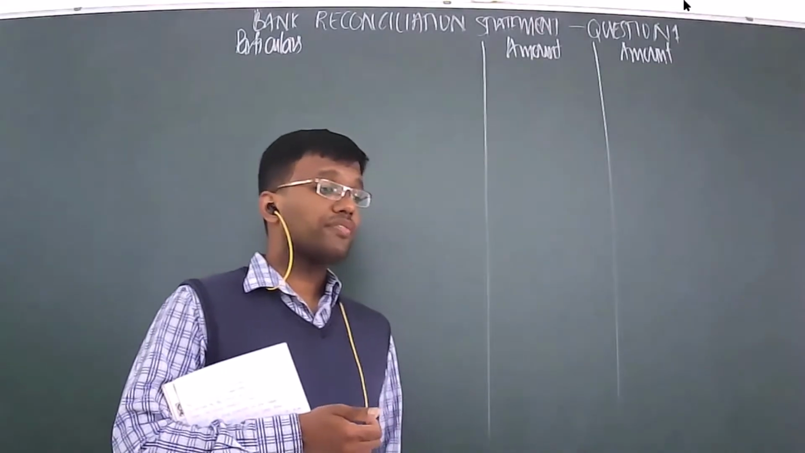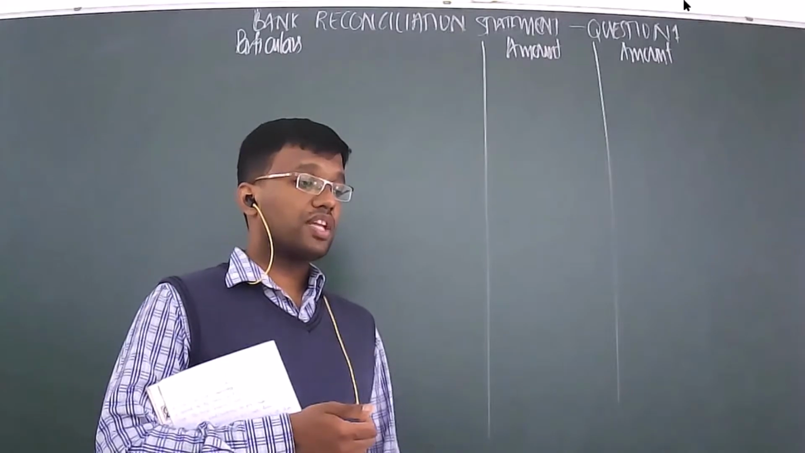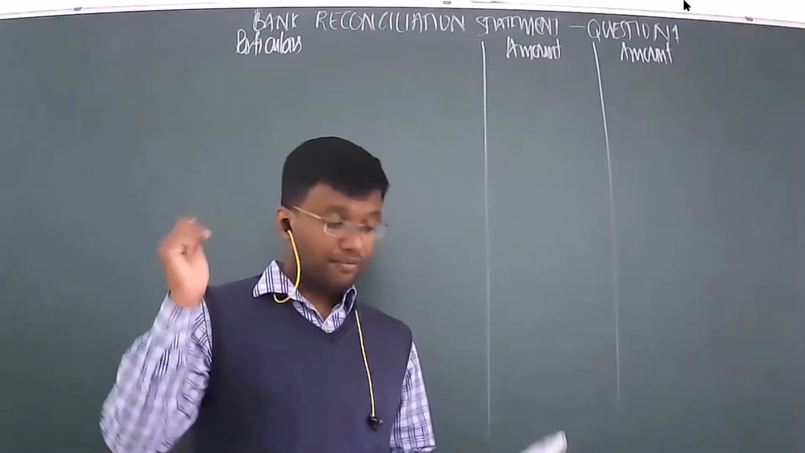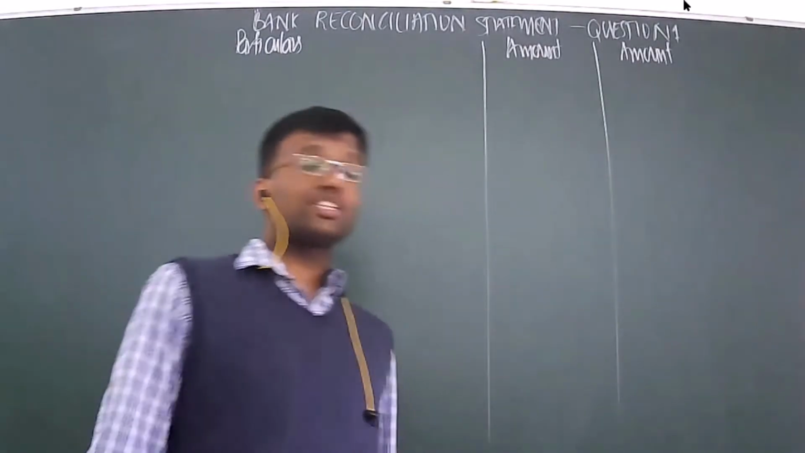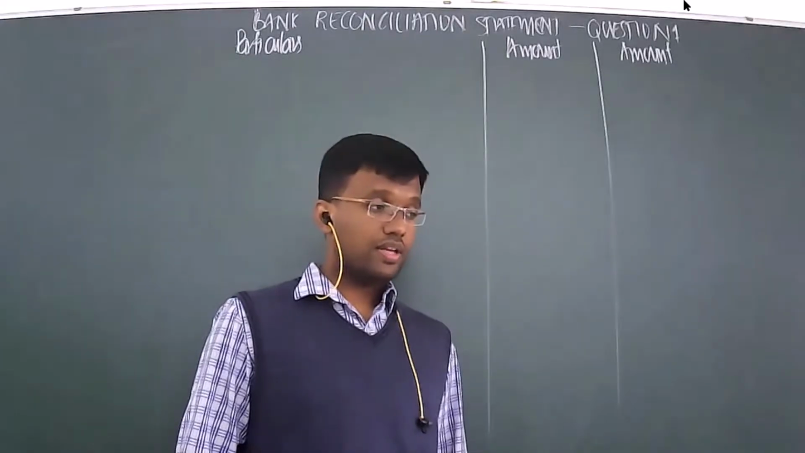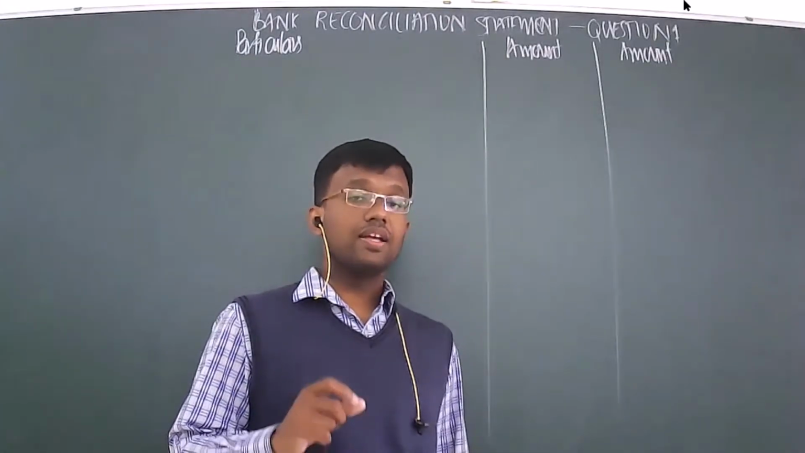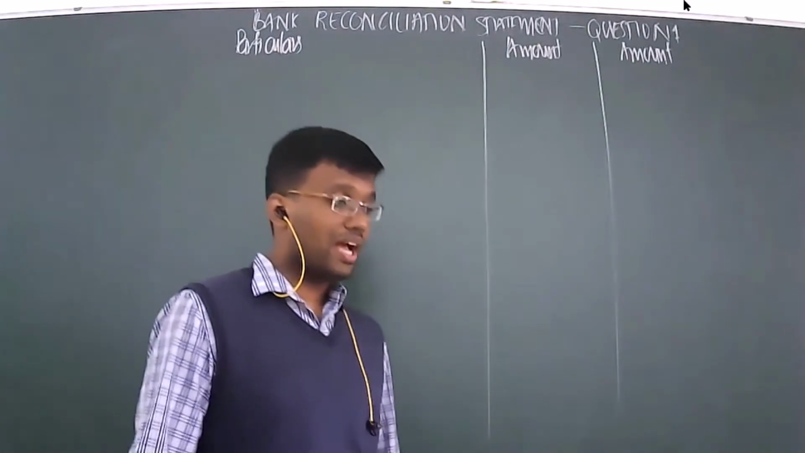The first one: out of the checks worth rupees 1,400 issued, a check of 300 was not presented for payment. So what does this mean? You have given someone else some checks, but that person has not presented a check worth 300. So the first one, the check for the amount of 300, belongs to set 1. Set 1 we have to add.